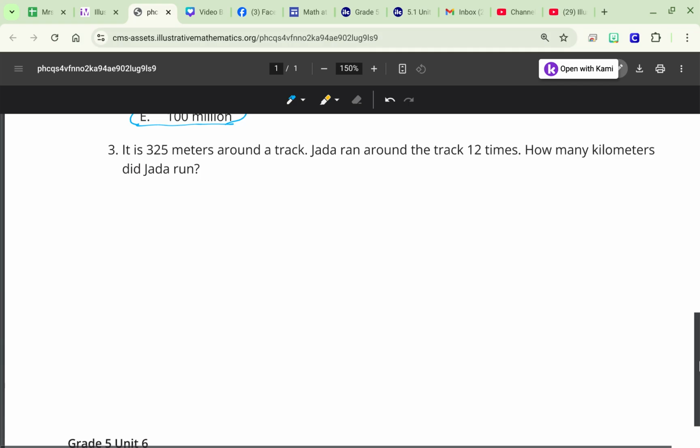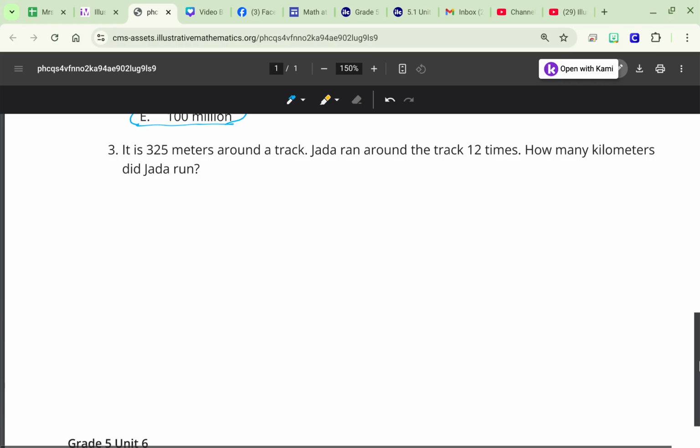For number 3, we're returning back to the idea of measurement conversions, but here it's tucked within a word problem. This is a good opportunity to think about this in a word problem and break it down. So here we see that it is 325 meters around the track. Jada ran around the track 12 times. How many kilometers did Jada run?